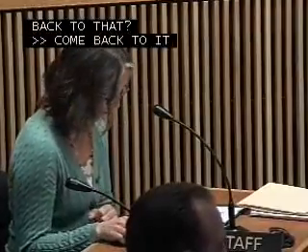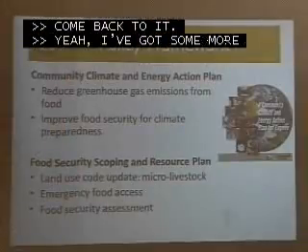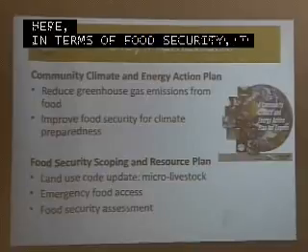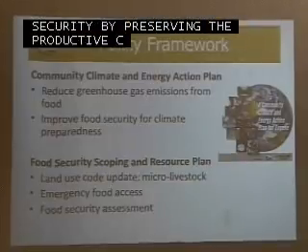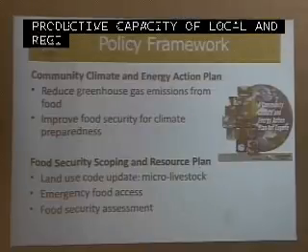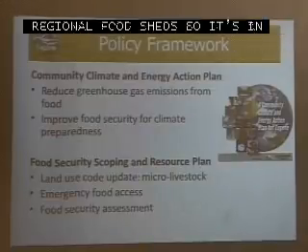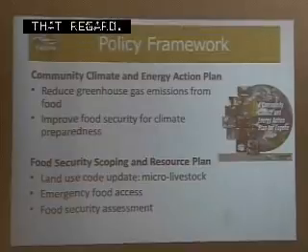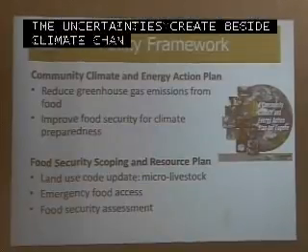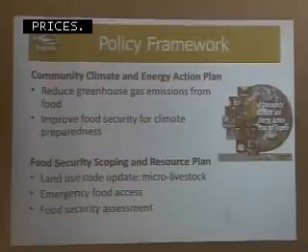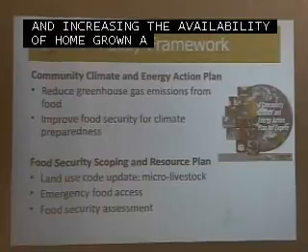In terms of food security, the plan calls for increasing food security by preserving the productive capacity of local and regional food sheds. So it's in line with Envision Eugene in that regard. Preparing our food systems for the uncertainties created by climate change and rising energy prices. And increasing the availability of homegrown and locally sourced food in Eugene.